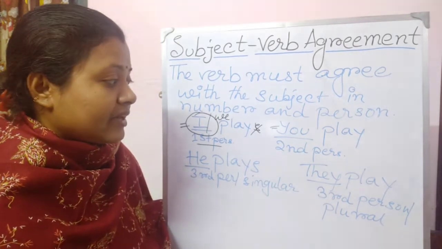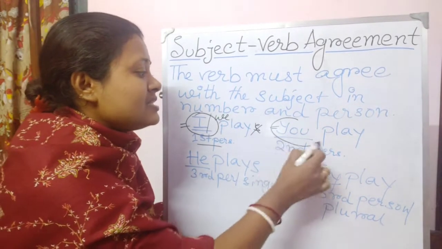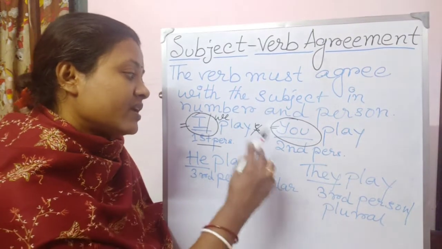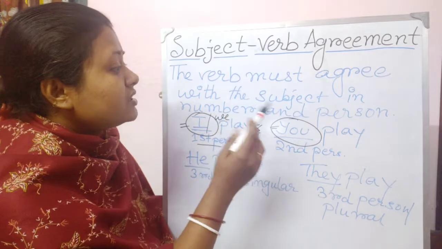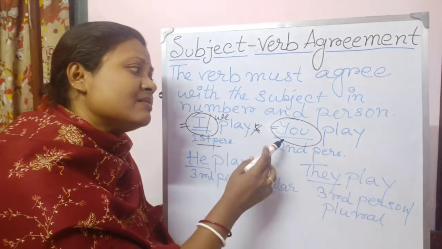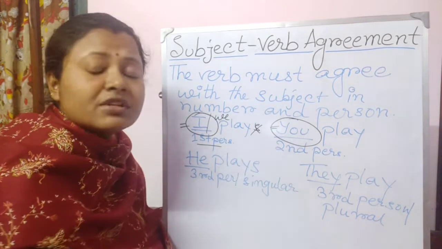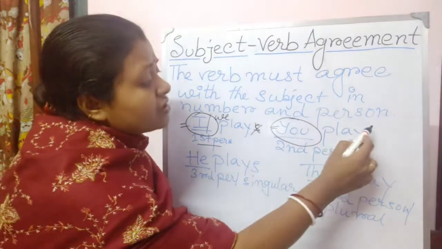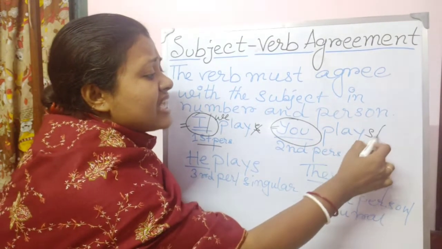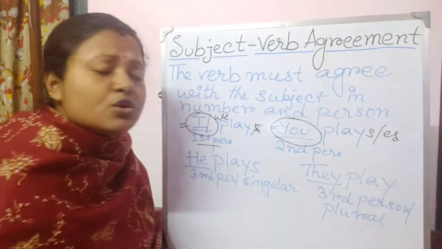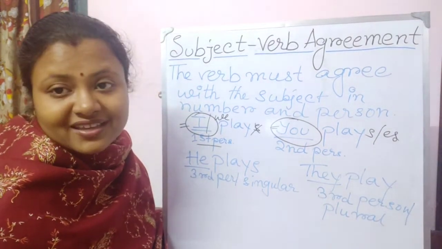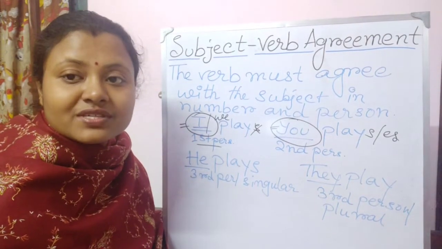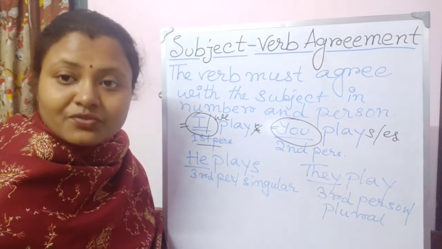So, you play. You is second person. So whenever the subject is in second person, here also you cannot add s or es. We never say, You goes to school. We never say, I goes to school. We say, I go to school every day. We say, You go to school every day.